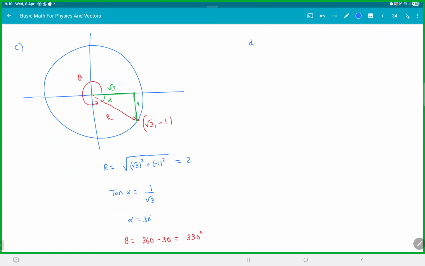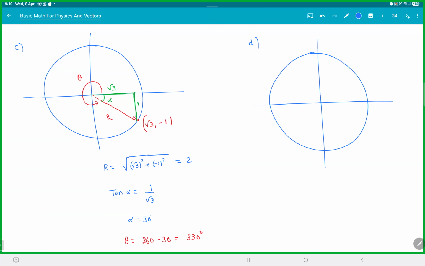Next thing is what? Minus 2, minus 2. This is easy. Minus 2, you're somewhere here. This would be your radius. This is 2, this is 2, so this is 45. The radius will be 2 root 2. And remember, you want this angle. So theta will be 180 plus 45. That's 225. Clear? So that's the easy part. That's how you convert polar to Cartesian and Cartesian to polar.